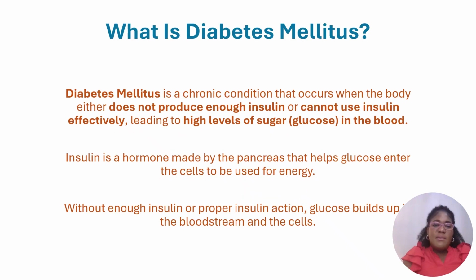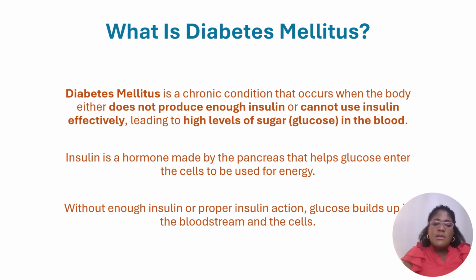So what is diabetes? Diabetes is a chronic condition where the body is not able to produce enough insulin, or the insulin that has been produced is not able to be used effectively. This leads to high levels of sugar or glucose in the blood.